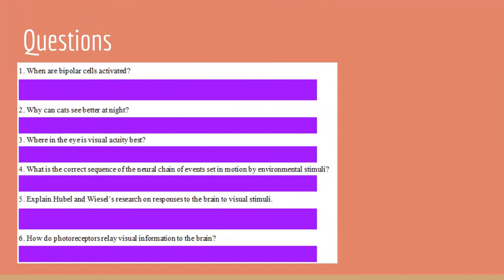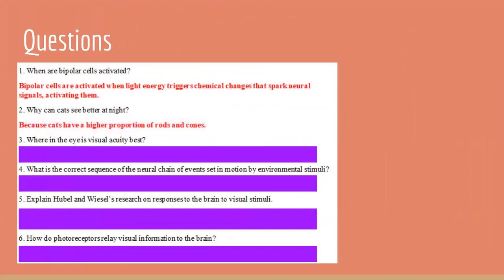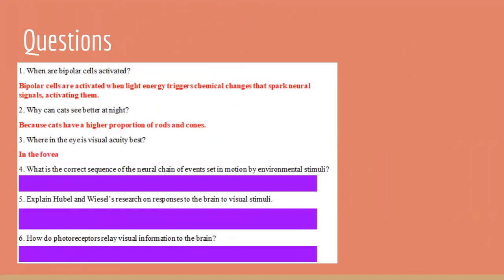When are bipolar cells activated? They're activated when light energy triggers chemical changes that spark neural signals. Why can cats see better at night? Because they have a higher proportion of rods. Where in the eye is visual acuity the best? That's in the fovea. What's the correct sequence of the neural chain of events set in motion by environmental stimuli?